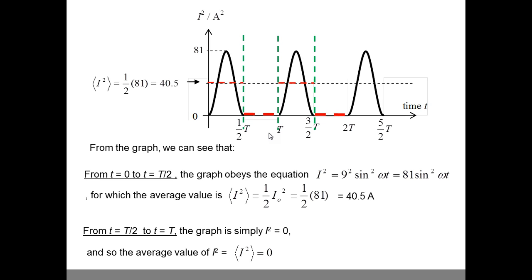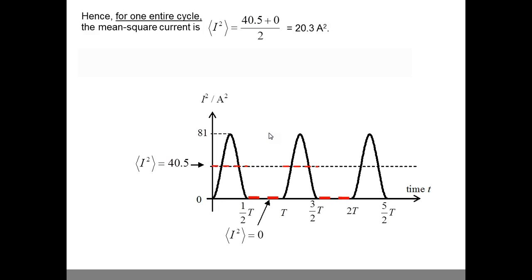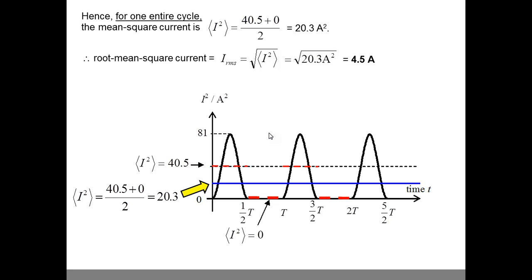Hence, if half the time you're at 40.5, and the other half of the time you're at 0, we can then say that the mean is essentially in between at 20.25, which I've rounded up to 20.3. So the mean square current is 20.3 ampere squared. Hence, the root mean square current is essentially 4.5 amperes. Note that 4.5 amperes is exactly half of the maximum current.